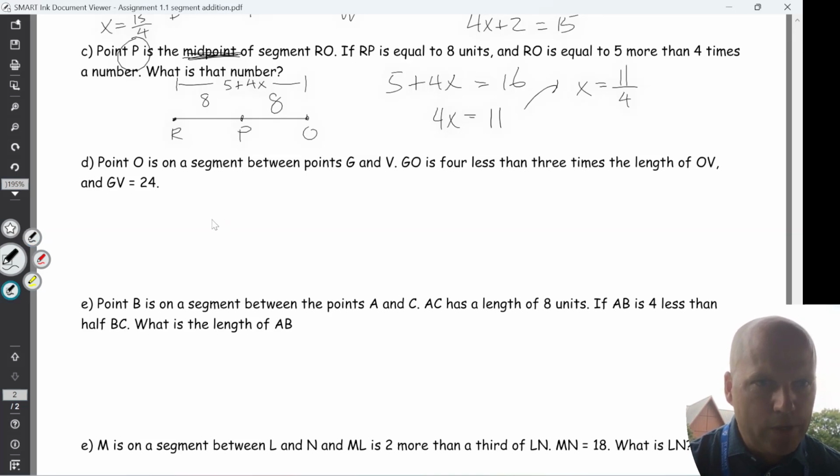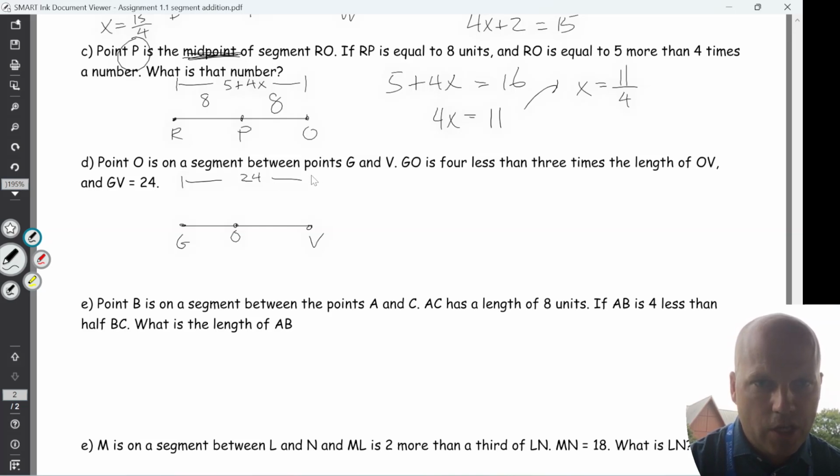Okay, part D, point O is on a segment between G and V. So we have this point O between G and V. I don't know where O goes. I'm not going to assume it's in the middle. GO is 4 less than 3 times the length of OV. GV is 24.